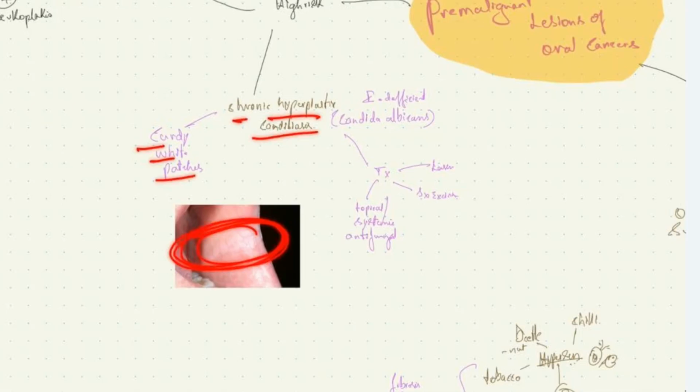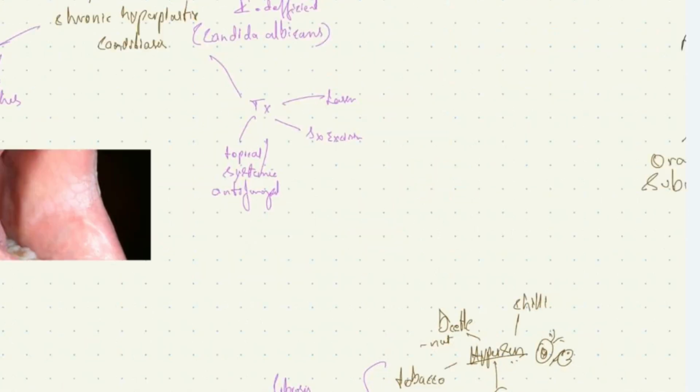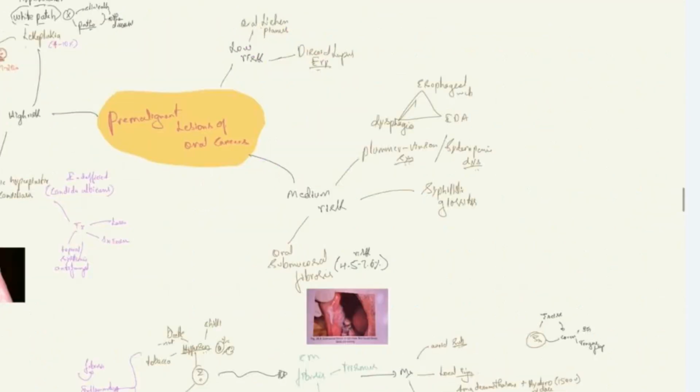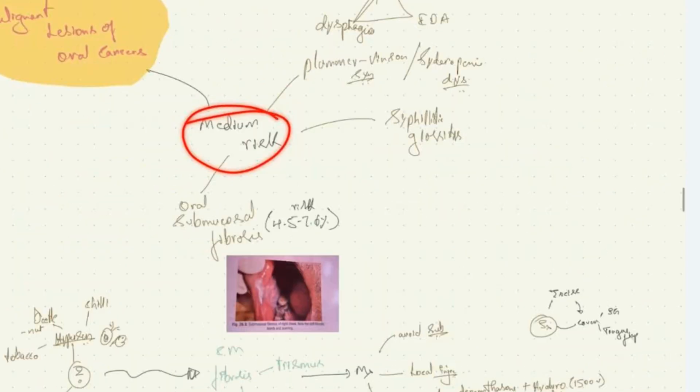The treatment of this condition is topical or systemic antifungals, or else surgical excision. We can also use laser for excising this lesion. These are all the high risk pre-malignant conditions. What are the medium risk pre-malignant conditions?